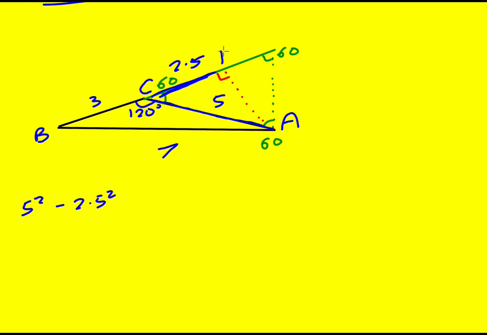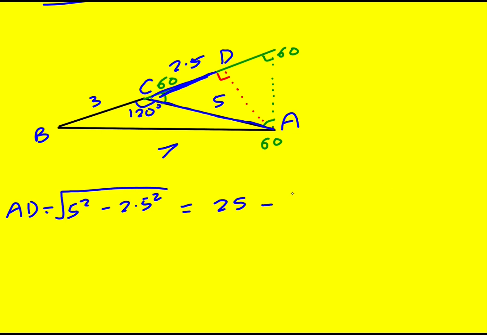I'll call this AD. So AD is going to be 5 squared minus 2.5 squared, and square rooted. That's 25 minus 25 over 4 because 2.5 is 5 over 2. So this is actually 100 over 4 minus 25 over 4. It's going to be 75 over 4, square rooted. I'll just leave it like that for the moment. I think I could maybe simplify it, but we're going to be squaring everything in a minute anyway.